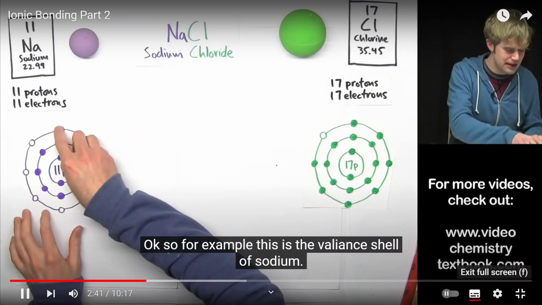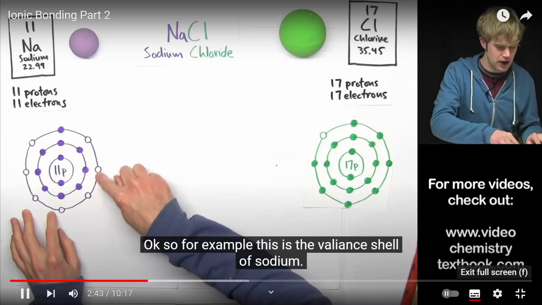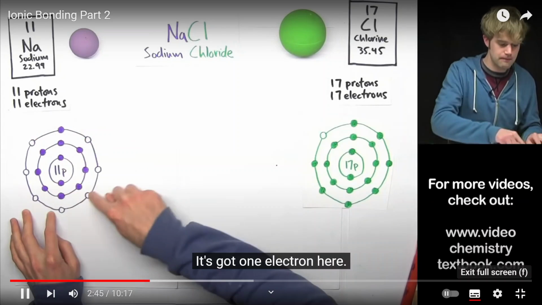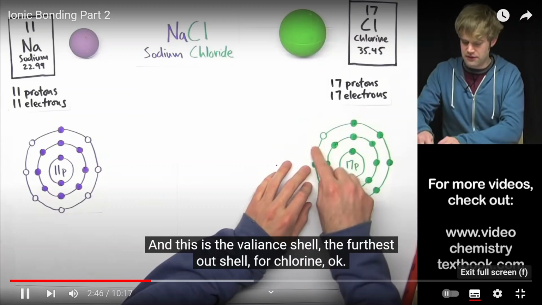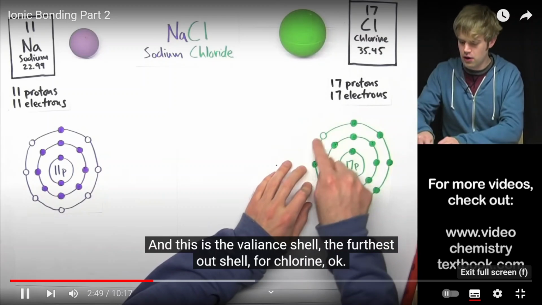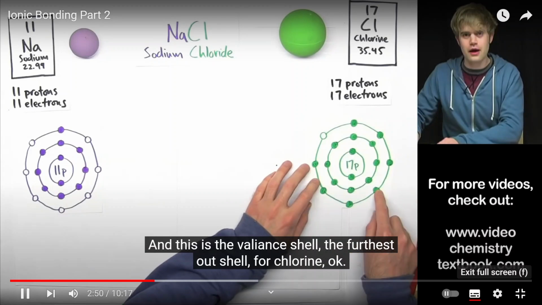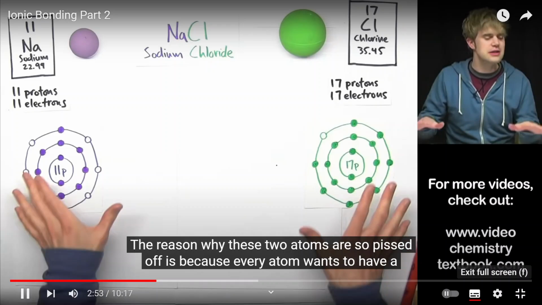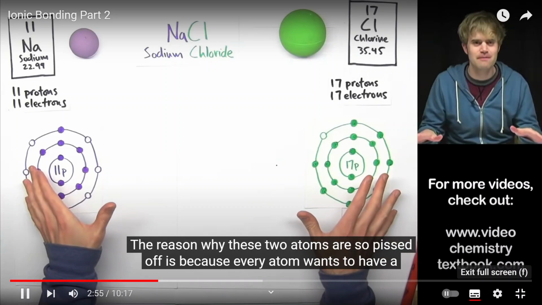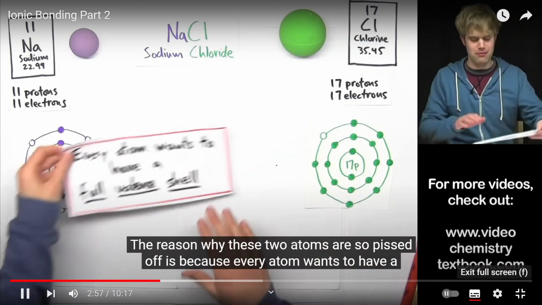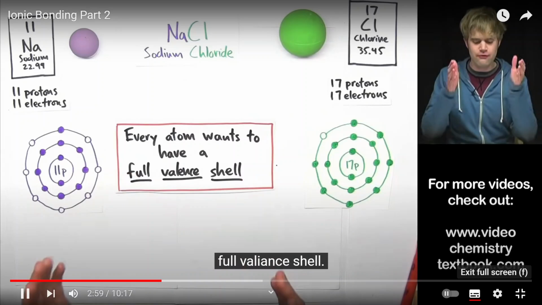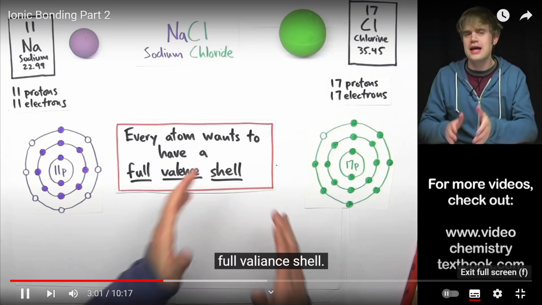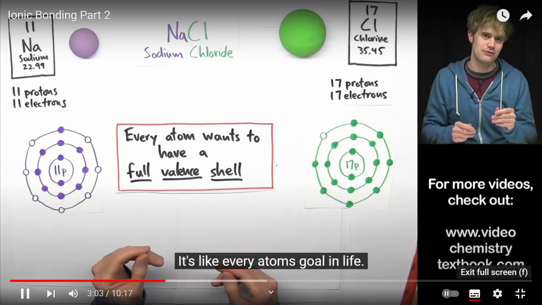Okay? So for example, this is the valence shell of sodium. It's got one electron here. And this is the valence shell, the furthest out shell for chlorine. Okay? The reason why these two atoms are so upset is because every atom wants to have a full valence shell. It's like every atom's goal in life.